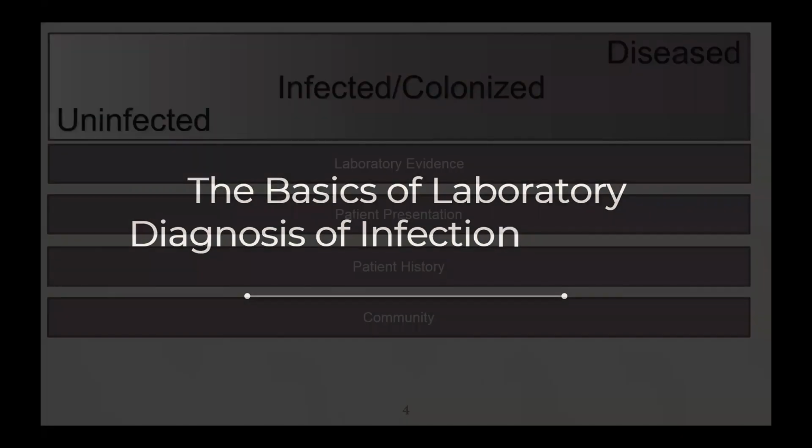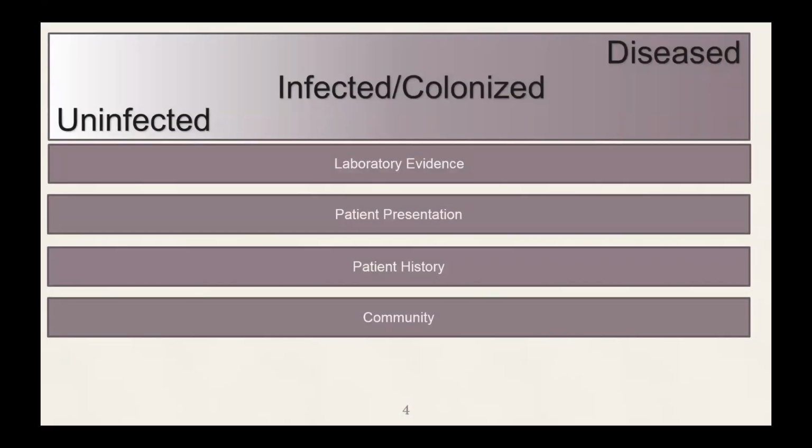If you look at it this way, a patient can go anywhere from uninfected, they do not have this organism, all the way to disease. They have this organism and they have symptoms as a result of infection with that organism. And in between, there's a whole range of people who are either colonized with organisms or they are infected, but they're asymptomatic. They're kind of in the middle.